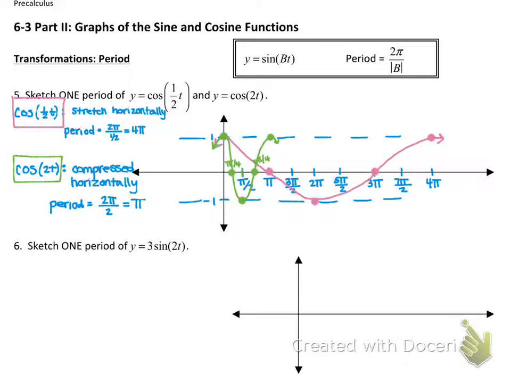Okay, so number 6, 3 times sine of 2t. So let's copy down what has been done to sine of t. So it's been stretched vertically. And we know that from the 3 in front. And what that means is that we have an amplitude that is going to be equal to 3. And the 2 in front compressed it horizontally.